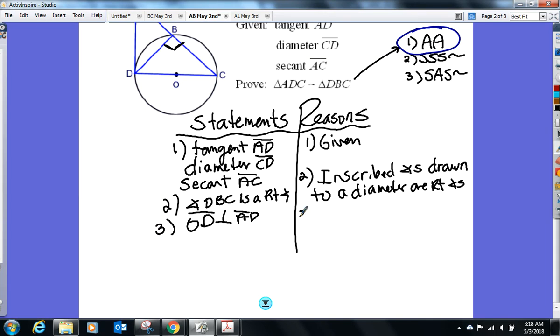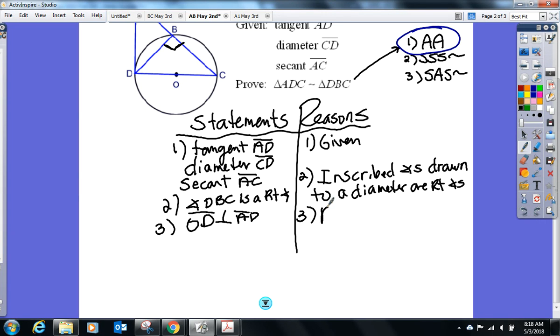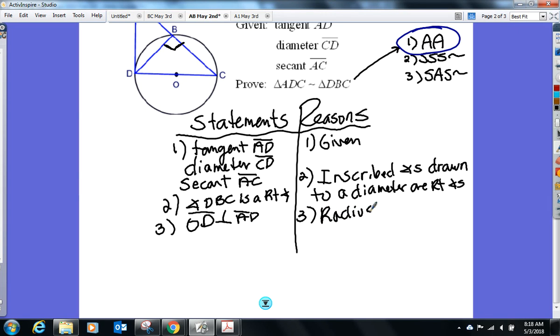And this is a wordy one. Diameter or radius, whichever one. You want to put radius? We can put radius. Radius drawn to, where do we draw it to? What's that point D called? Point of tangency. Radius drawn to the point of tangency is perpendicular to the tangent.